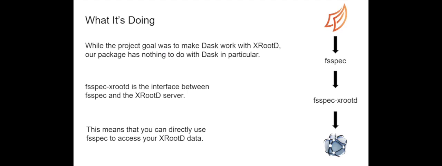So the intent of this project was to make Dask work with xrootd, which we did. But our package doesn't actually have anything to do with Dask in particular. Our package lets FSSpec talk to xrootd servers, and Dask just uses FSSpec. This relationship is represented on the right, where Dask depends on FSSpec, which depends on our package, which talks to the server.